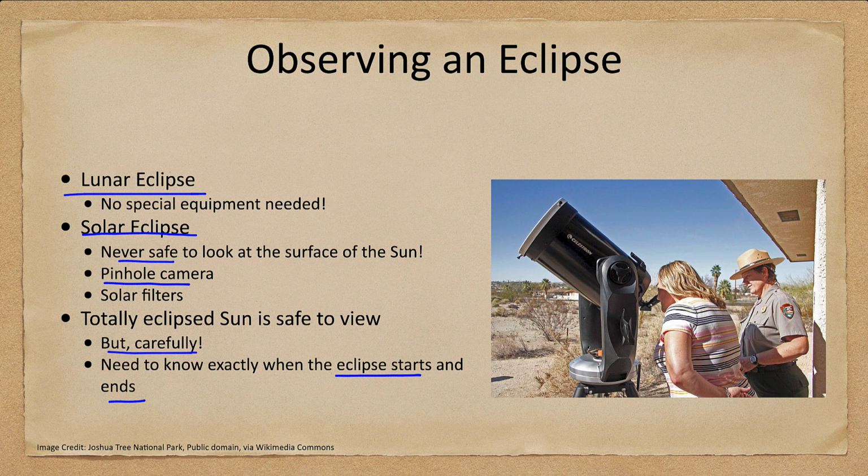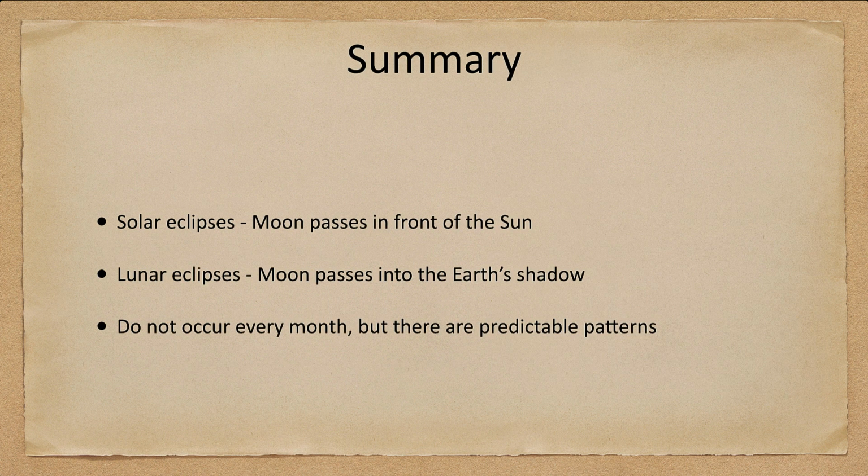So let's go ahead and finish up with our summary and what we've looked at. First of all, we looked at solar eclipses and lunar eclipses. In a solar eclipse, the moon passes in front of the sun. In a lunar eclipse, the moon passes into Earth's shadow. And we looked at how they do not occur every month, but there are predictable patterns that allow us to predict when eclipses will occur. So that concludes this lecture on eclipses.